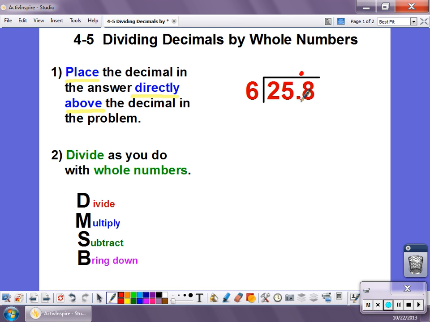Okay? The next thing that we're going to do is we're going to divide just as we would if we had two whole numbers. We're not even going to worry about that decimal place. Okay? So these are the steps that we use when we're using long division. The first thing we have to do is divide.